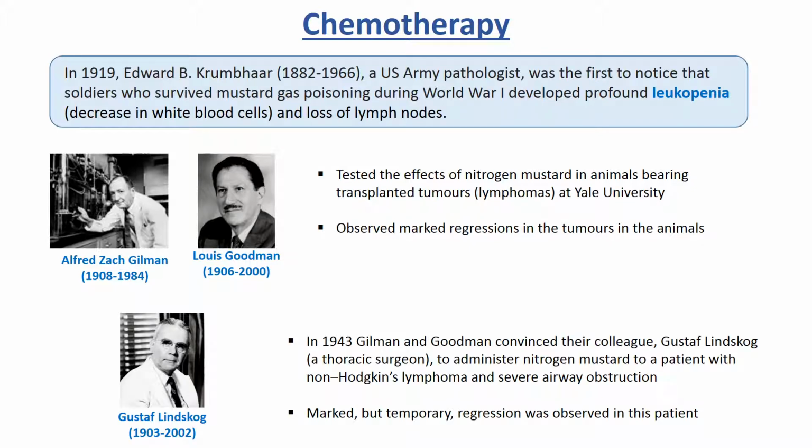In 1943, Gilman and Goodman convinced their colleague, Gustav Lindskog, a thoracic surgeon, to administer nitrogen mustard to a patient with non-Hodgkin's lymphoma and severe airway obstruction. Intriguingly, there was a marked but temporary regression observed in this patient, and thus the use of chemotherapy was brought to the fore.